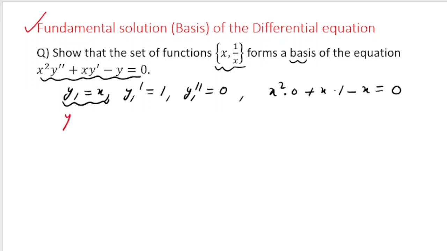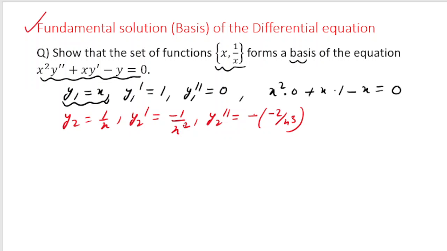So it means y1 is equal to x is a solution. If I take y2 is equal to 1 by x, then I need to check whether y2 is a solution or not. So I find y2 dash. What is y2 dash? Differentiation of 1 by x, so that is minus 1 by x squared. And what is y2 double dash? That will give me 2 by x cube. I hope you know how to differentiate. It will be x to the power minus 2, so it will become 2 by x cube, right? So whether it will satisfy, I am checking x squared into y2 double dash, so I need to write 2 by x cube plus x into y dash.